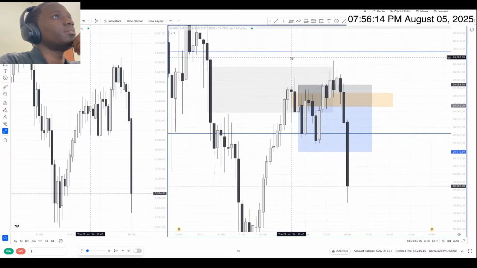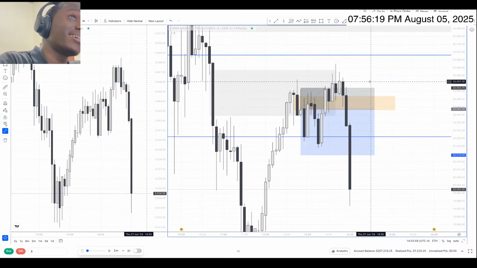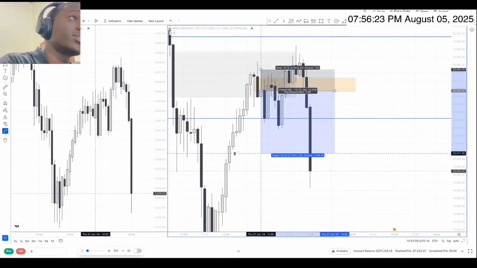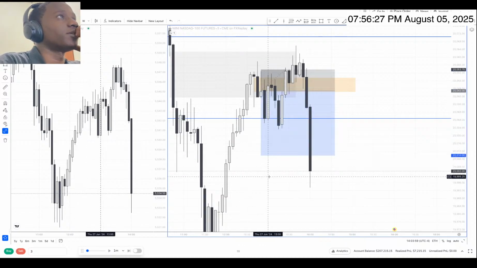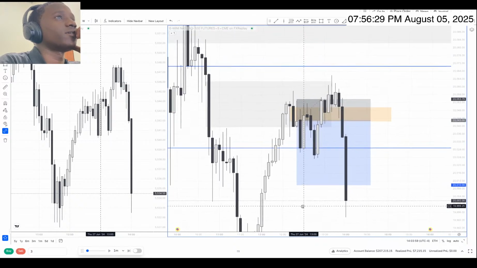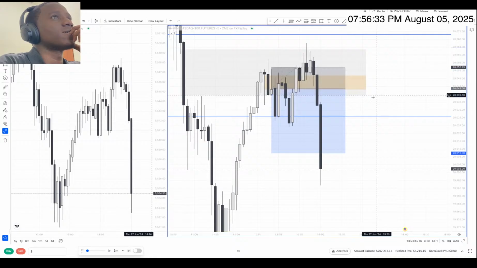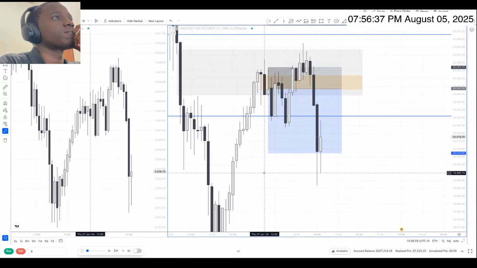So here we end up taking out liquidity there again. Then we drop to our target, which was this fair value gap here, just a 3R. But it had already been stopped out. And you can see this gap here.